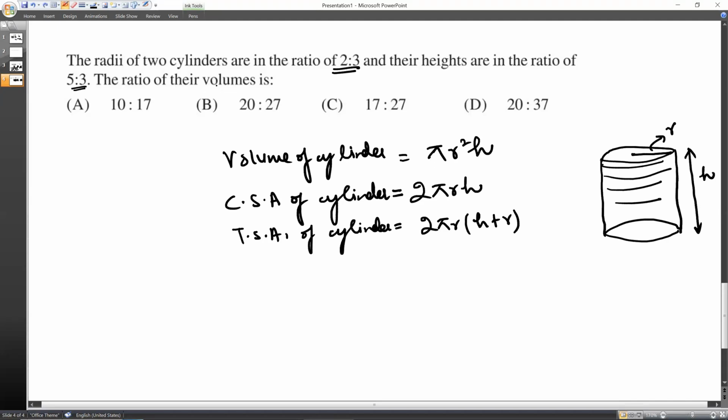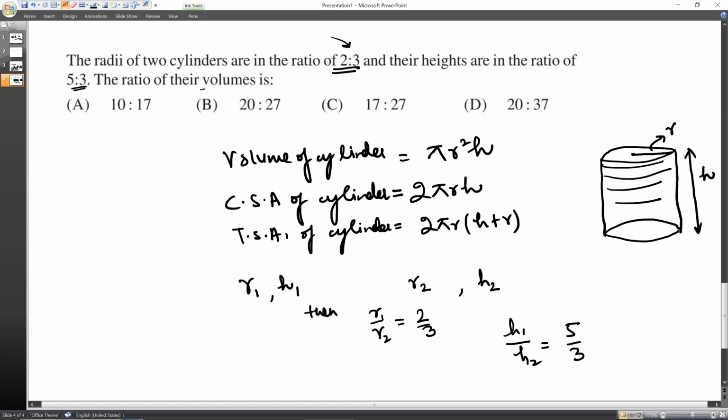So what does it mean? If I take the two cylinders, R1 is the radius of the first cylinder and R2 is the radius of the second cylinder, then R1 upon R2 is equal to 2 by 3. And the first cylinder has height h1 and the second cylinder has height h2, so the ratio h1 upon h2 is 5:3.